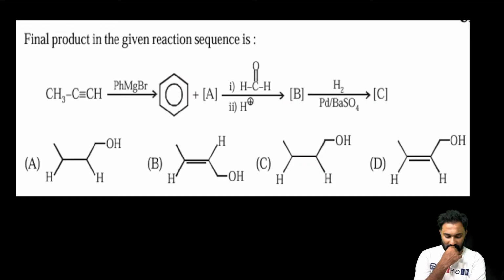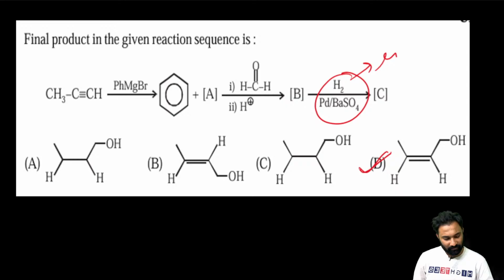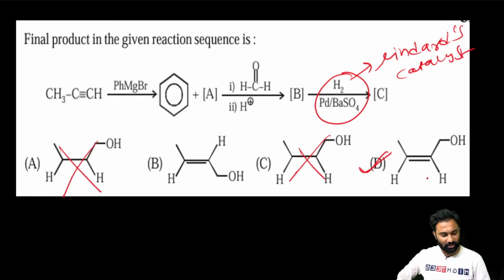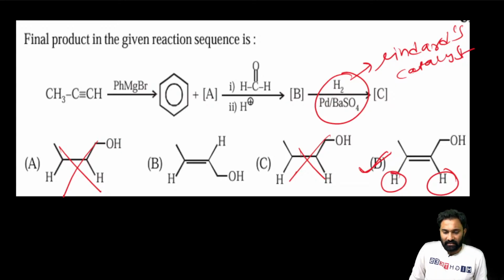My dear friend, the answer is not C. The answer is D. This is Lindlar's catalyst, right? Option A, okay, fine, but the answer is D. That is the Lindlar's catalyst. It will stop the reaction at the alkene stage, and it will give the cis alkene.